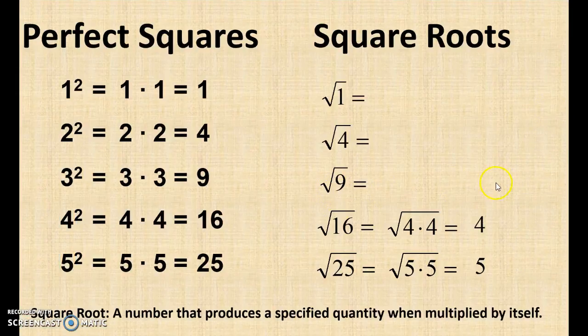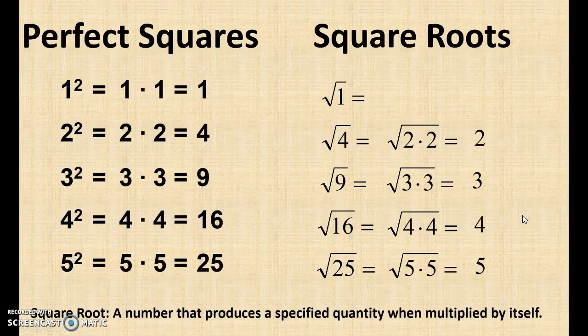Square root of 9 means what number times itself gives you 9? Well, that's 3. Square root of 4, what number times itself gives you 4? Yep, that's 2. And then we've got 1. So a square root, here's a definition: a number that produces a specified quantity when multiplied by itself.